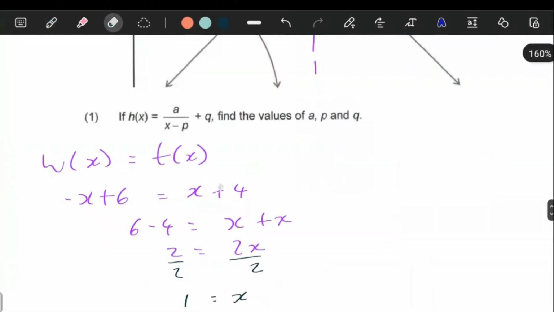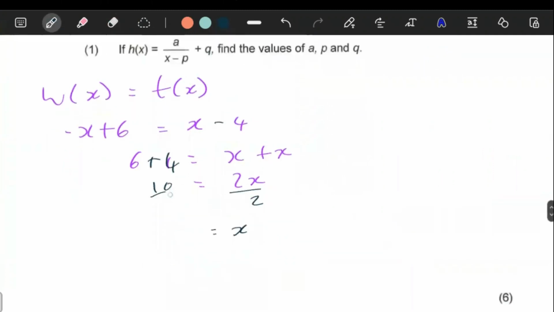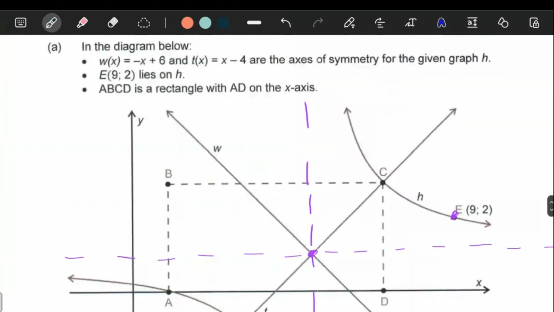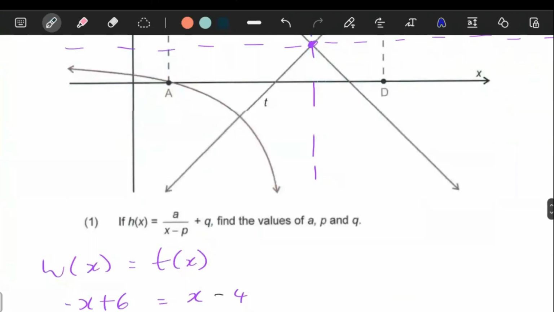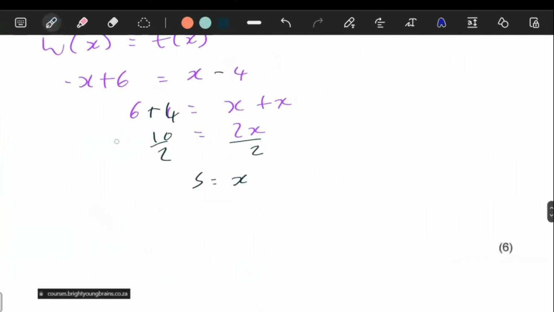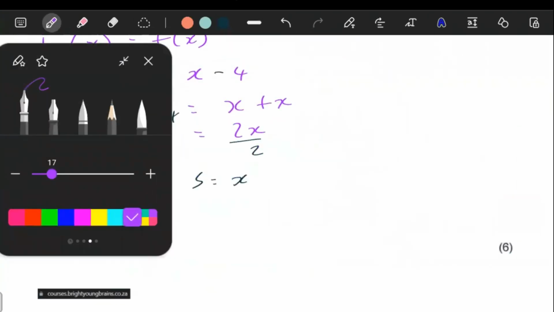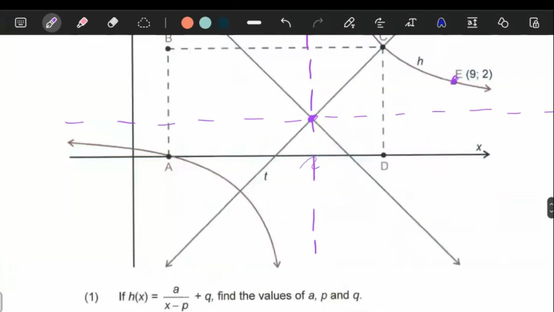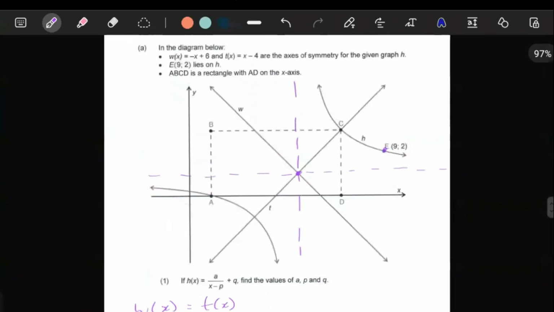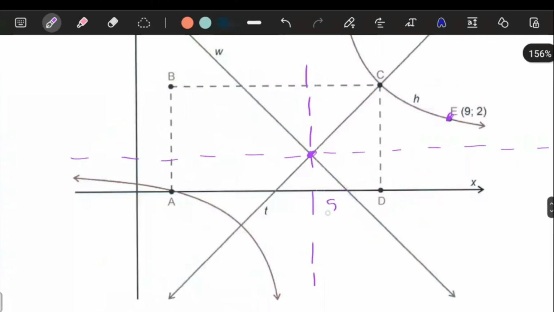No, I wrote it wrong. It didn't make any sense there. It should be 6 plus 4, which will give you 10. 10 divided by 2 is 5. I don't know why I wrote it incorrectly, but if you get answers right, don't just take them. Check if it logically makes sense, because this cannot be a 1 if this is a 9. This sketch looks fairly to scale. But anyways, the x value here is 5.